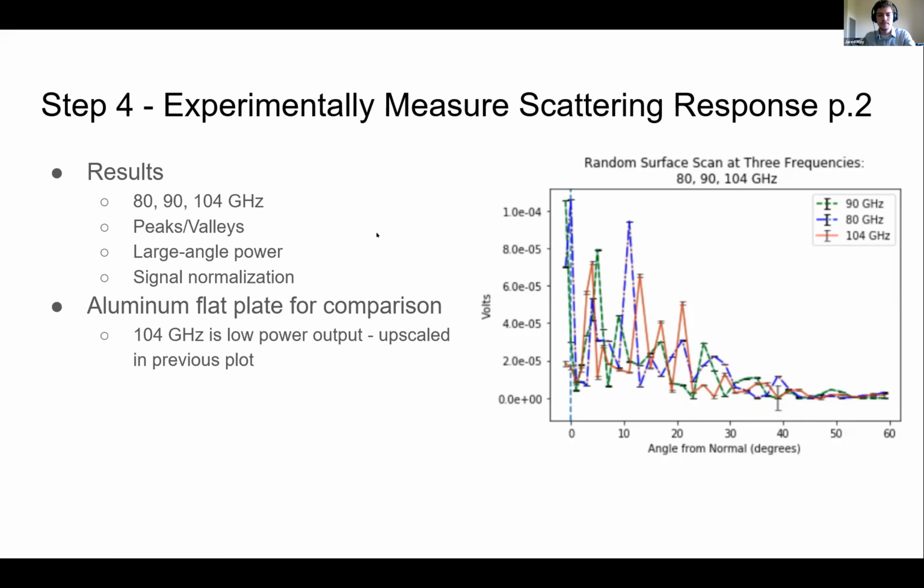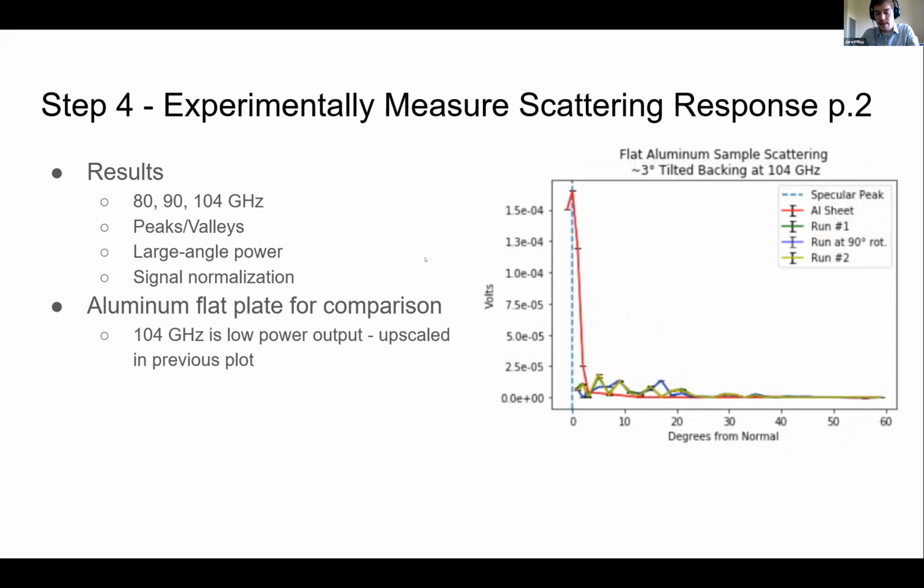So when I scanned at 104 gigahertz, I decided to put on a flat aluminum plate to simulate a specularly reflecting material. And you can see that there's this huge spike here in the data from where the aluminum just bounces back the light. And it's a super narrow peak. But when you compare that to the scattering surfaces, they do a really good job of distributing out that power and scattering it out to fairly large angles.